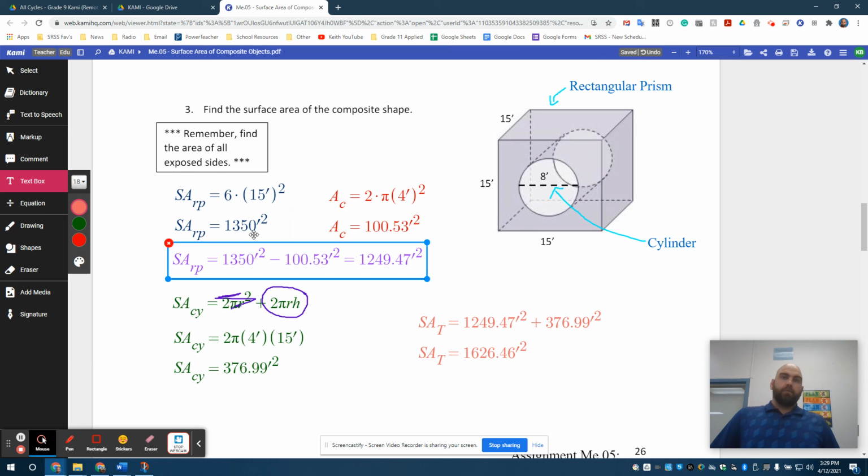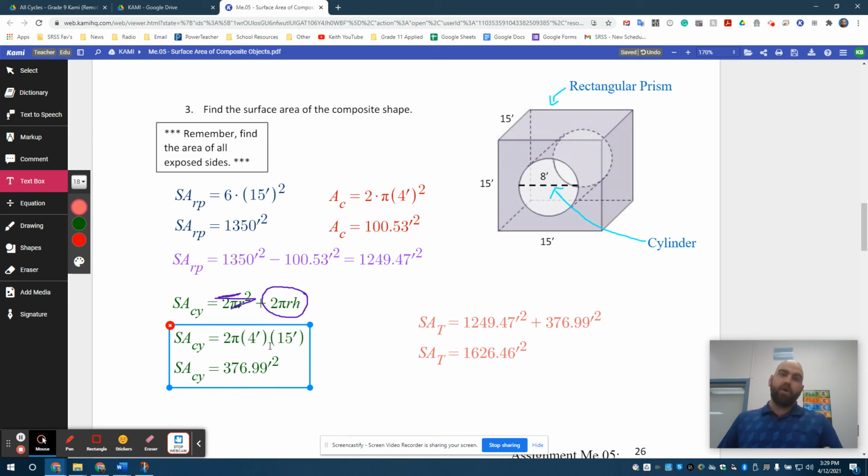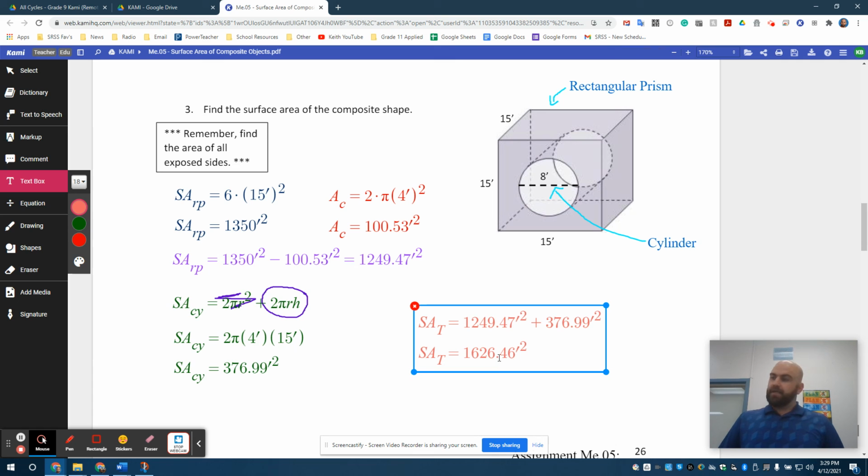Now again, we found the rectangular prism and subtracted the 2 circles off of it. Those 2 circles are empty, so there is nothing there. That's not surface area. Then we found just the lateral area of our cylinder because that is part of our surface area. We needed to find that because it's part of the surface area. We added the 2 together to come up with our final answer down here.